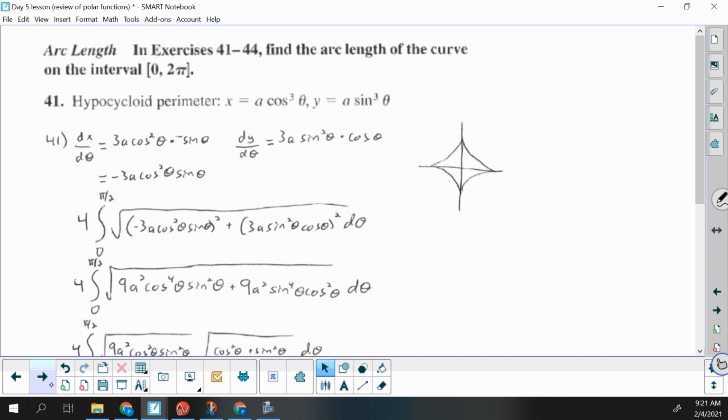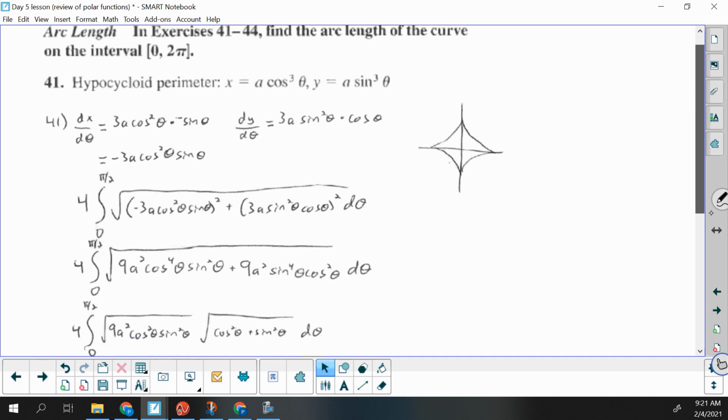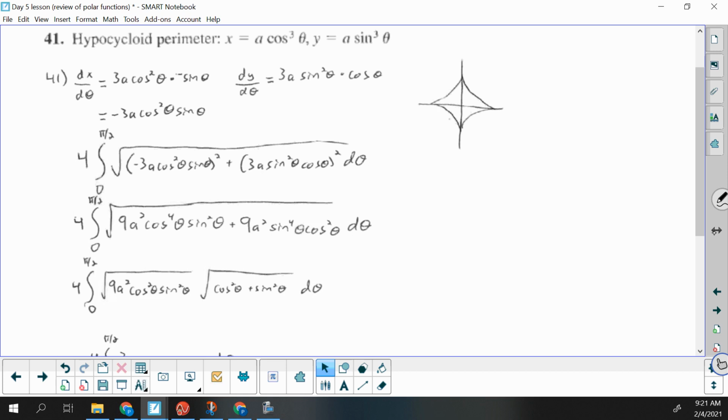So the next one, our graph of this, notice has corner points, so we have to do 4 times just 0 to pi over 2, like we saw in the lesson. So take your dx over d theta, dy over d theta. When we square them, there's no addition or subtraction, so we just square each of the terms. A is a constant here, so you can pull out 9a squared, cos squared, sine squared, all under a radical.